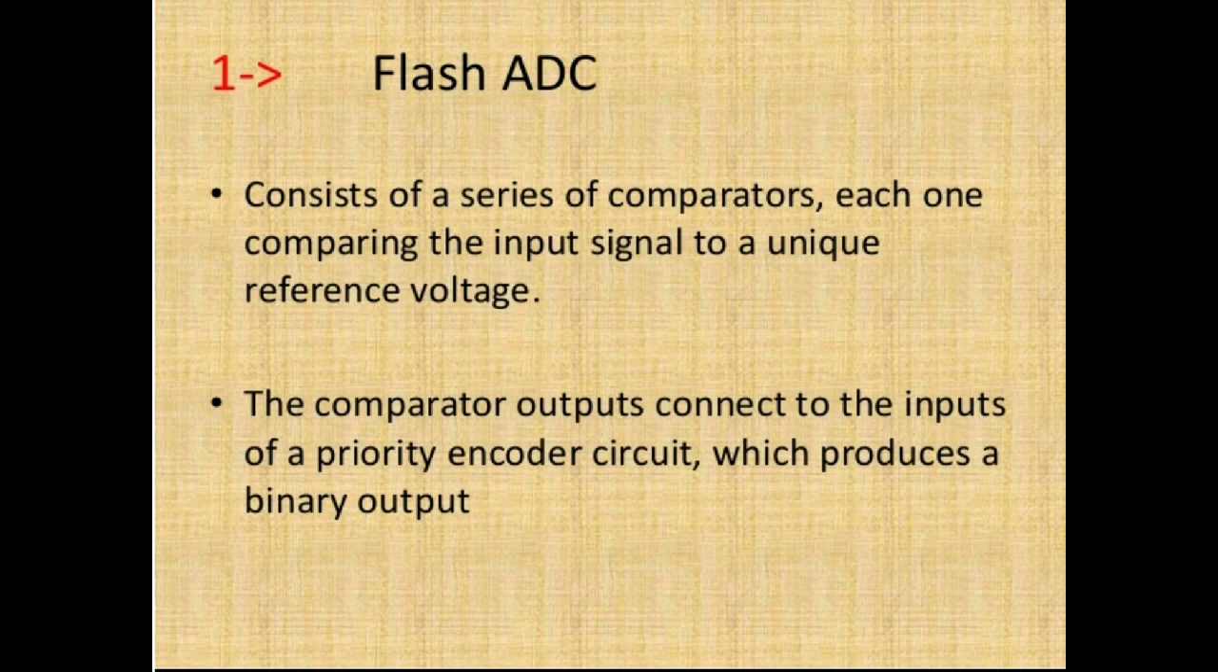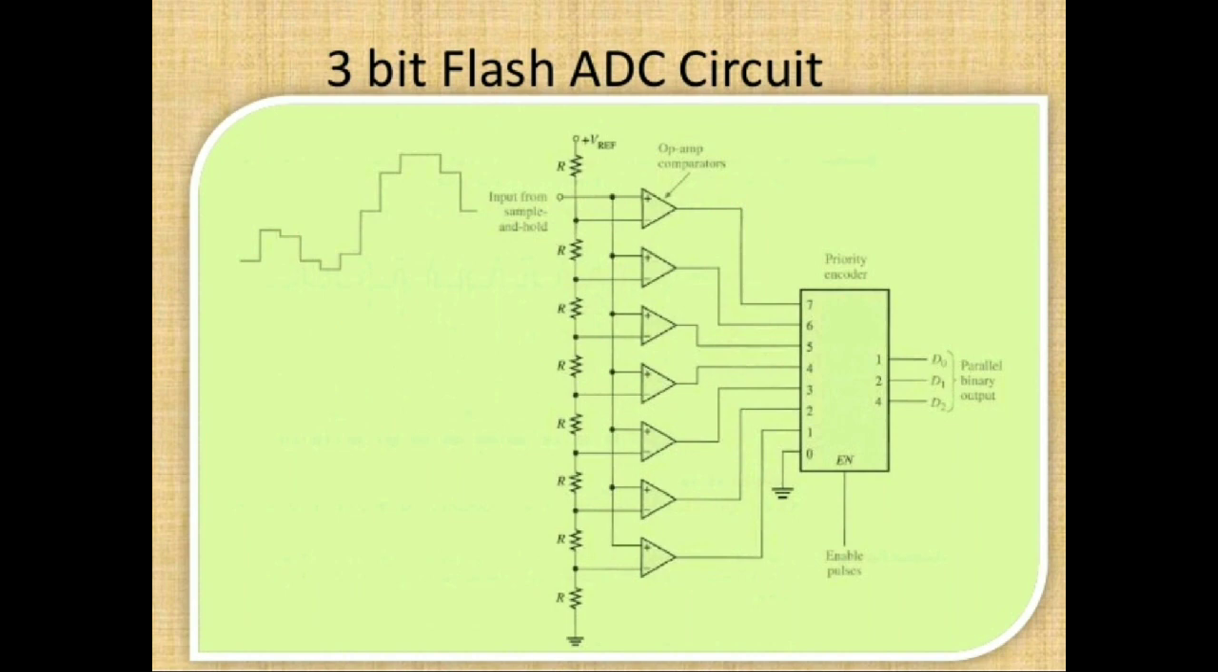The comparator outputs are connected to the inputs of the priority encoder, a circuit called the encoder, which produces the binary form of the output. This is the block diagram representation of the flash type of A to D converter, or parallel A to D converter. It is called a flash A to D converter because its processing speed is very fast. Compared to all the other types of A to D converter, the processing speed of this is very high. Because of that, it is used in most electronic applications.